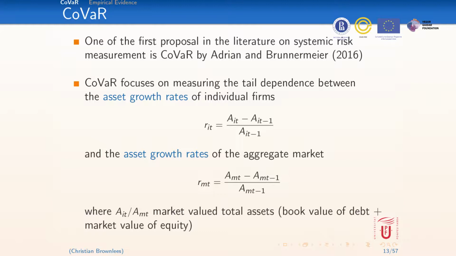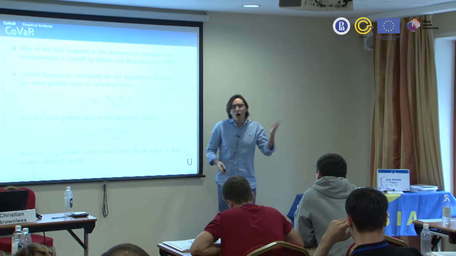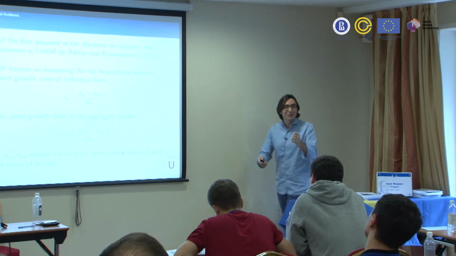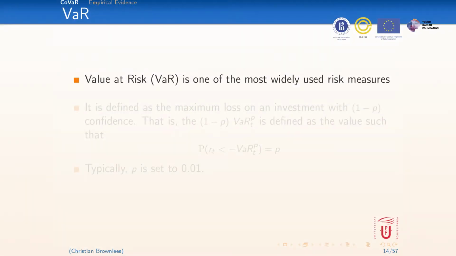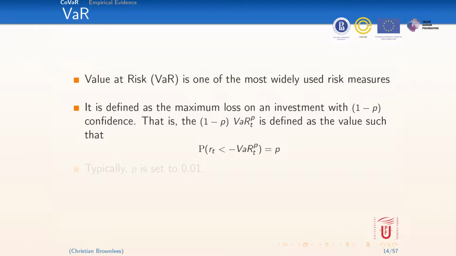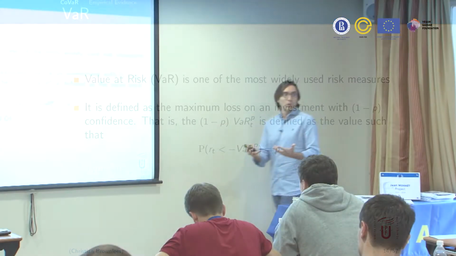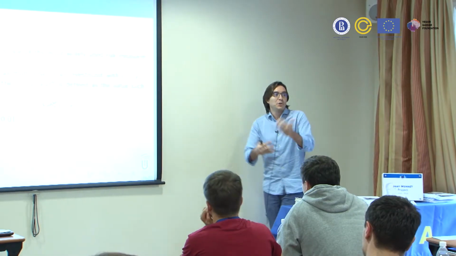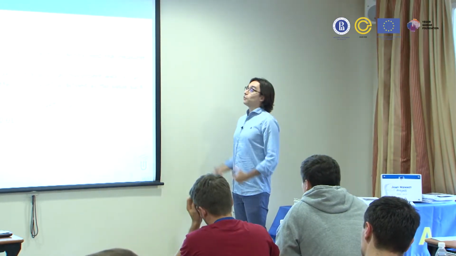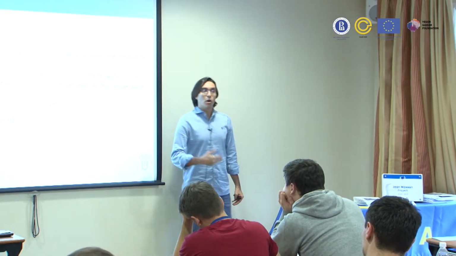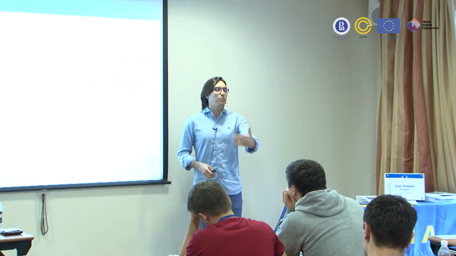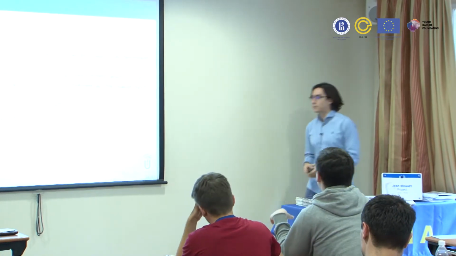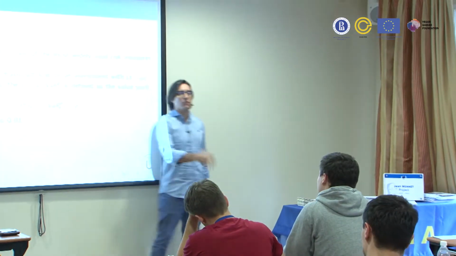Now, before talking about CoVaR, let me remind you what VaR is. Intuitively, CoVaR is something that builds up on top of VaR. So let me first remind you what VaR is, and then I'll give you the definition of CoVaR. VaR is one of the most widely used risk measures in the industry for measuring the risk of a portfolio. Value at risk means literally the value that you have at risk when you have a risky investment. It is formally defined as the maximum loss that you expect to suffer with 1 minus p confidence over a specified horizon. Typically, for regulation purposes, this is 10 days. Here, for simplicity, I'm just looking at the daily VaR.